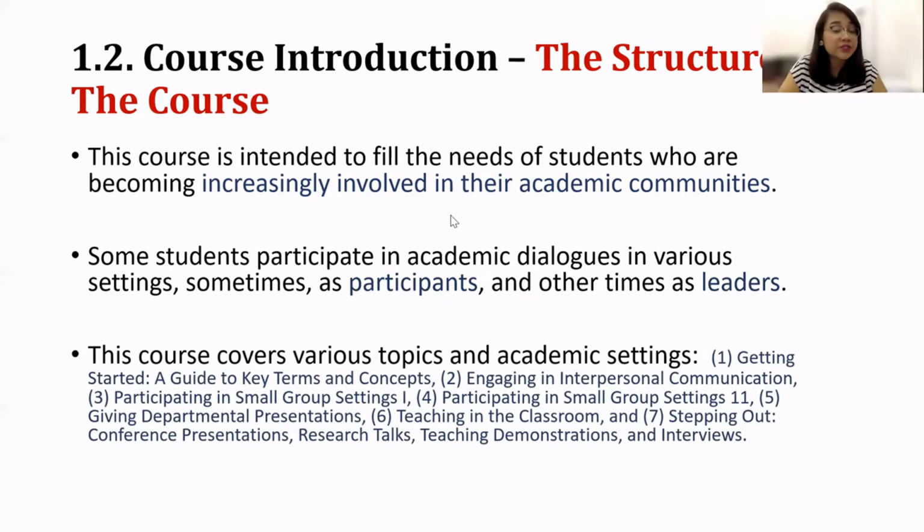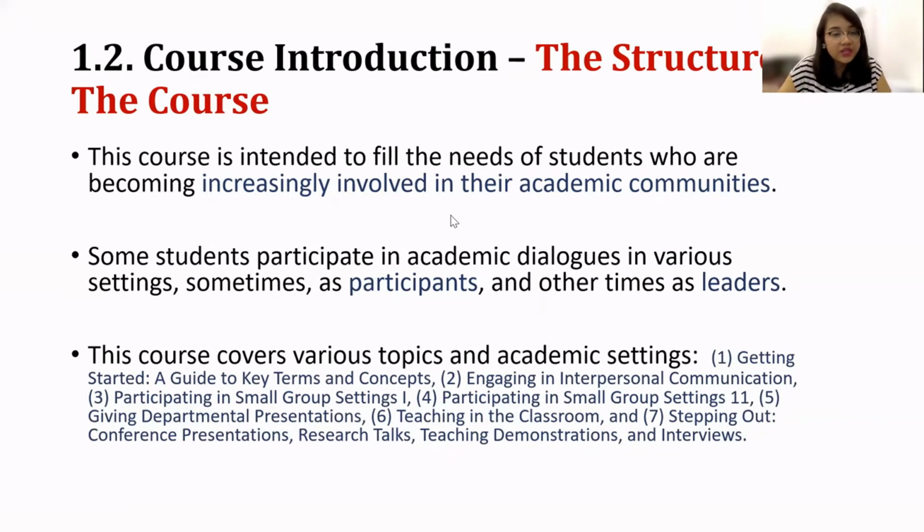This course covers various topics and academic settings. So it's not only one or two settings, but I try to provide various settings. First, we discuss a guide to key terms and concepts, and then engaging in interpersonal communication, and then participating in small group settings 1, and then participating in small group settings 2. Although they both are about small group settings, they are different settings with different activities.